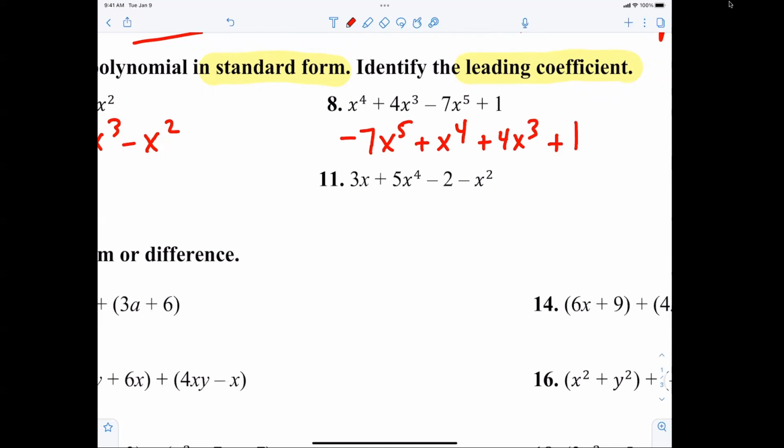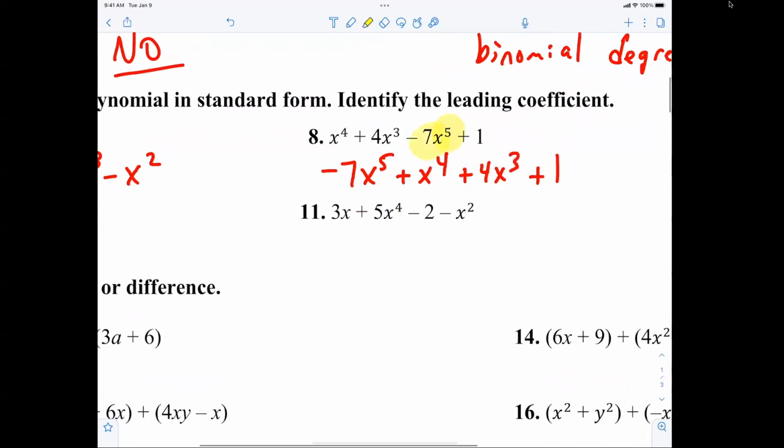Okay, now let me help you a lot. You ready to look up on the board? Last year, when I was first teaching about positives and negatives, I always told you the sign in front determines whether it's positive or negative, right? If I know that x to the 5th is the largest exponent, how many x to the 5ths are there? -7.